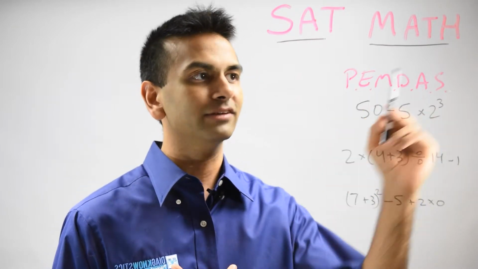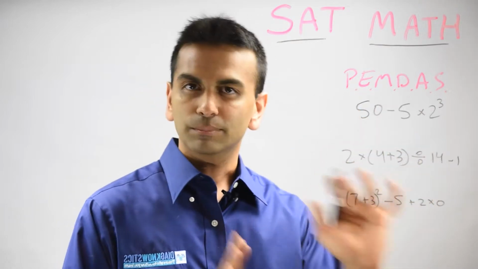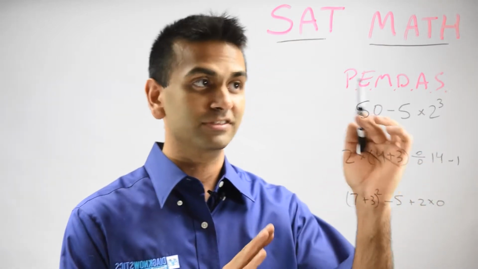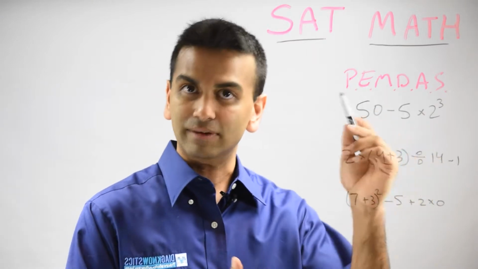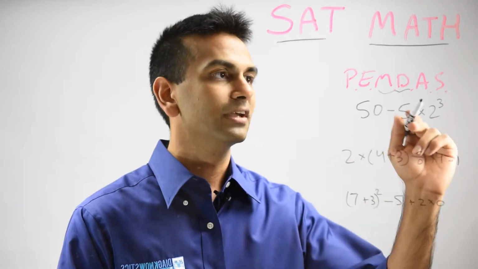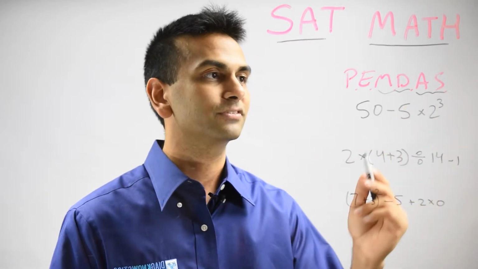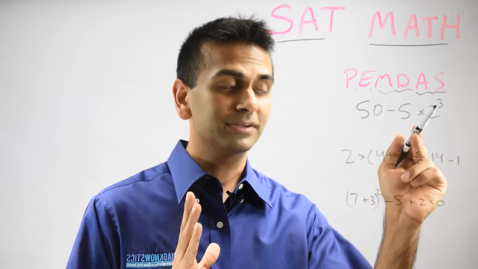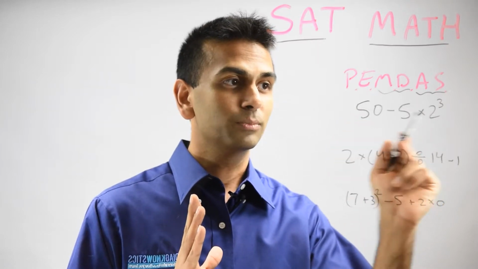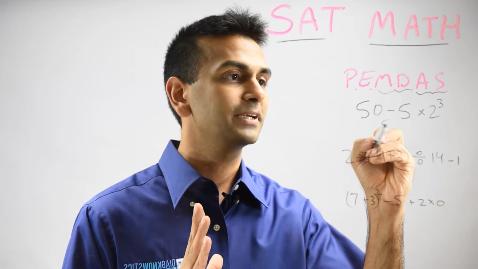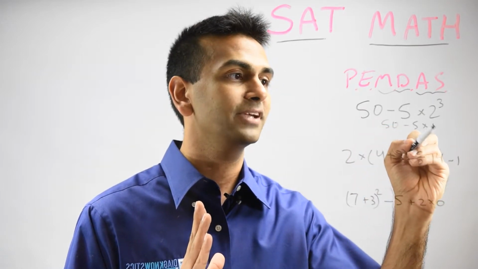Basically what it's saying is, for any problem, if there are any parentheses, simplify that first. If there is an exponent, then do that right after. Then either multiply or divide, whichever one's first, and then either add or subtract, whichever one's first. So really, for this one, for example, there are no parentheses. There is an exponent here, so first, before we subtract or multiply, we're going to do the exponent, 2 cubed, which is 8. So this becomes 50 minus 5 times 8.